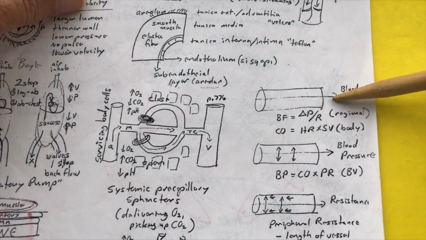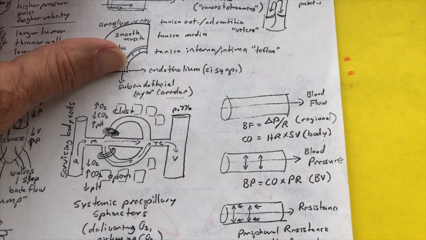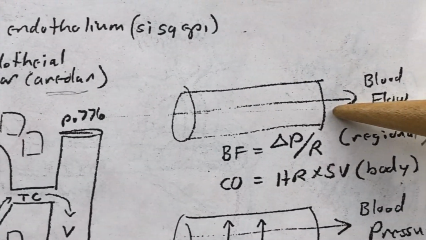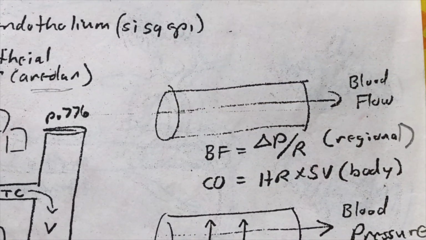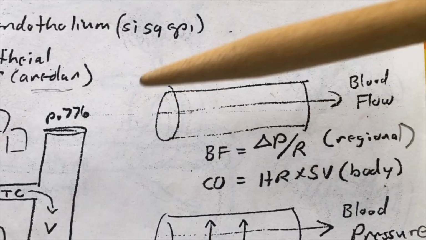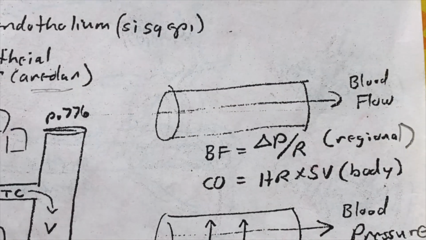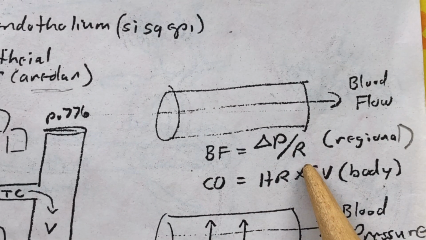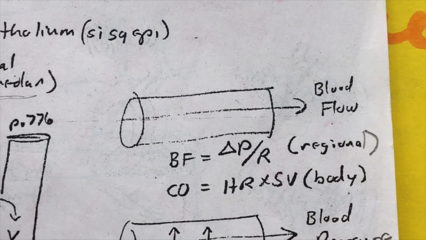Very quick summary. It starts off with the idea that here is a vessel, and blood moves through the vessel from higher pressure to lower pressure. So if there is a pressure gradient, the blood will move from the higher pressure to lower pressure. That's blood flow. The equation we can use for this is blood flow is equal to the difference in pressure divided by the resistance. And this would be used in a regional analysis of blood flow.